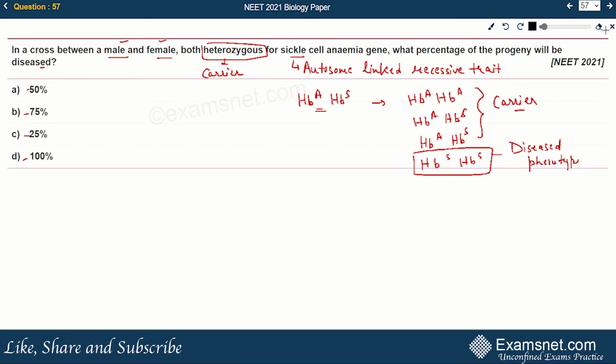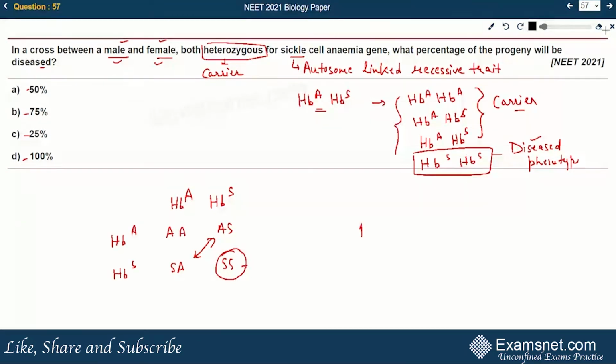Now, if a cross between male and female is carried out and both are HbA HbS, what kind of offspring will we get? HbA HbA, then HbA HbS, then again HbS HbA, or both are same, then HbS HbS. So which one will show the diseased phenotype? Only the HbS HbS.